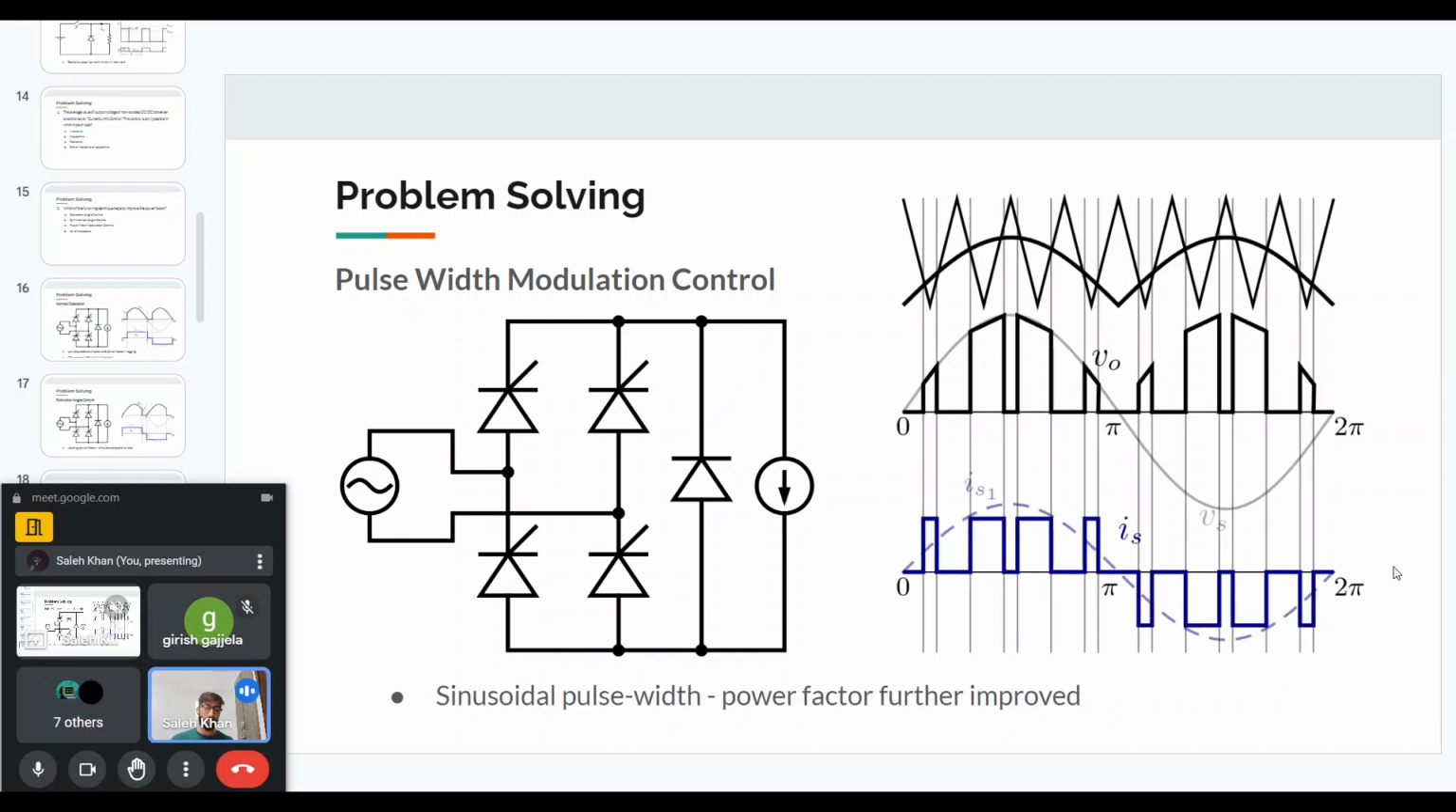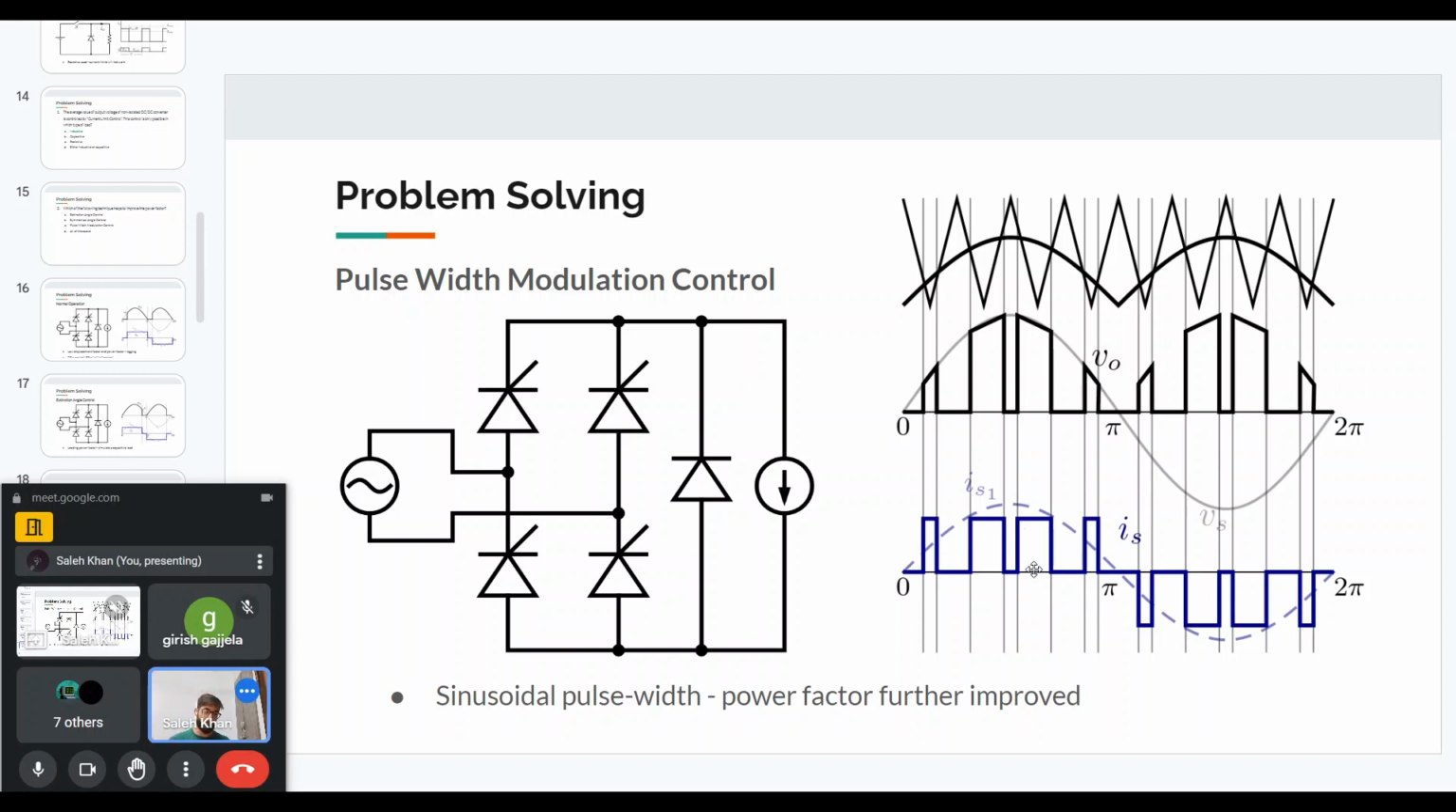Then we can also have sinusoidal pulse width modulation control. So the difference here is that my reference waveform is not constant. It is not a horizontal constant, but it also varies sinusoidally. So what that gives me is that the pulses of the output voltage will have different widths. Close to the zero angle, the pulse width will be small. As we go to 90 degrees, the pulse width will increase. And then again, as we reach pi, the pulse width will decrease.